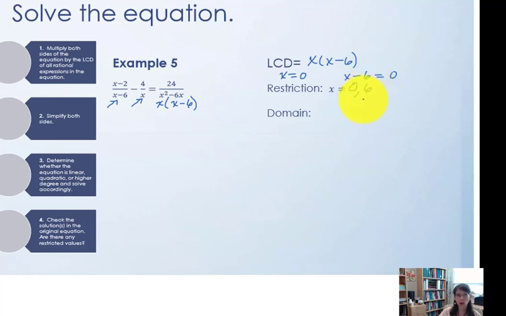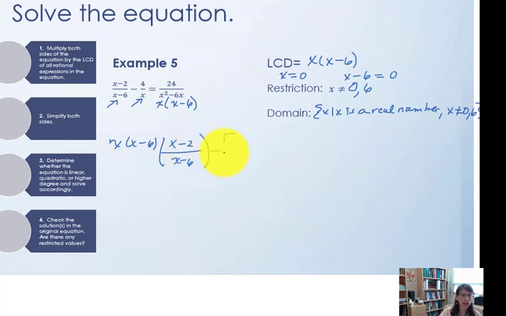So 6 would also be a restriction. So our domain is the set of x such that x is a real number and x cannot equal 0 or 6. So we're going to go back and start with our lowest common denominator and multiply every term in the equation by the LCD.